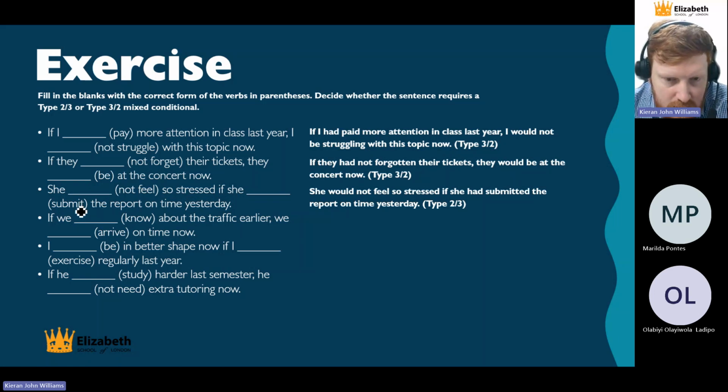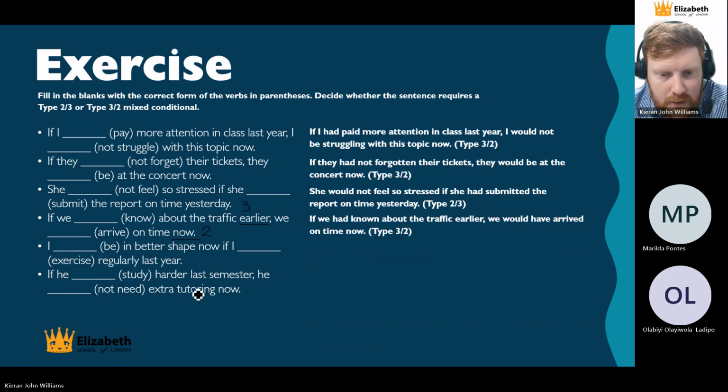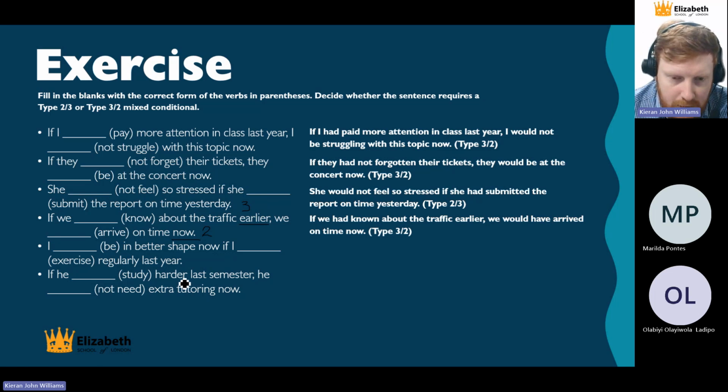Okay, on to number 3. So in the first part of the sentence, it talks about earlier. In the other part of the sentence, it talks about now. So that is in the past, third conditional. This is in the present, second conditional. So it would be, if we had known about the traffic earlier, we would have arrived on time now.